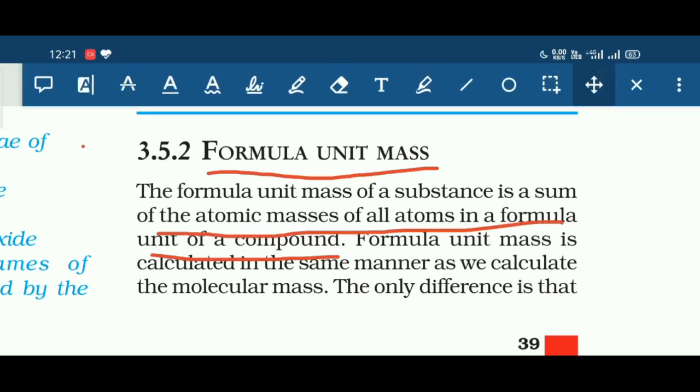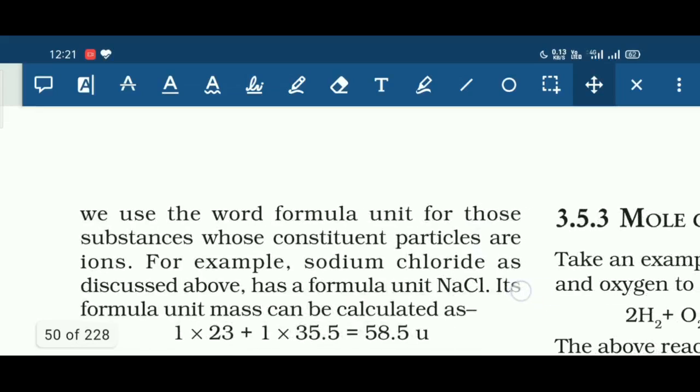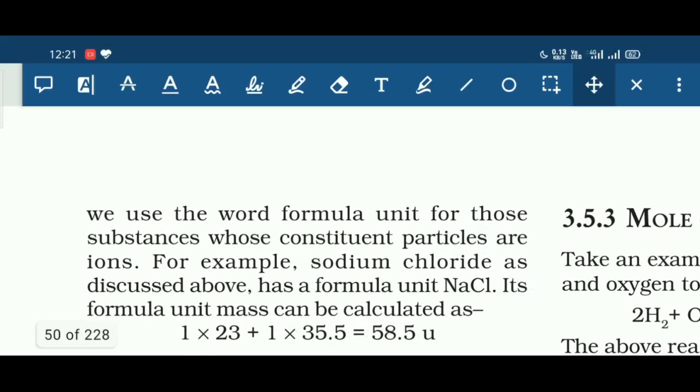The only difference is that we use the word formula unit for those substances whose constituent particles are ions. That means when we are having an ionic compound, then we use the term formula unit mass.